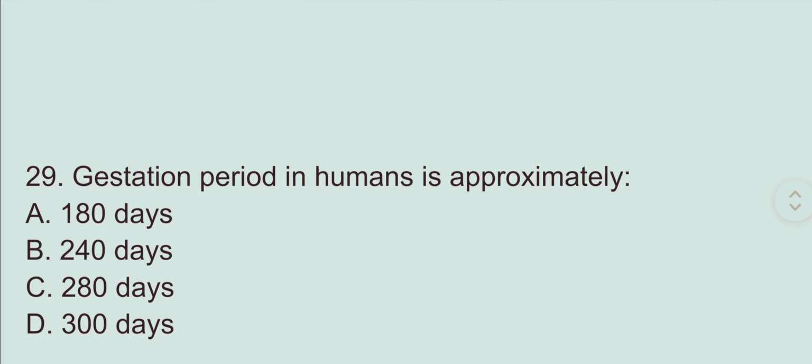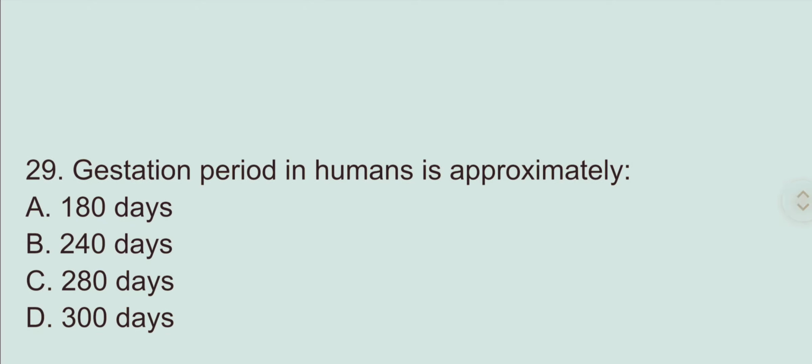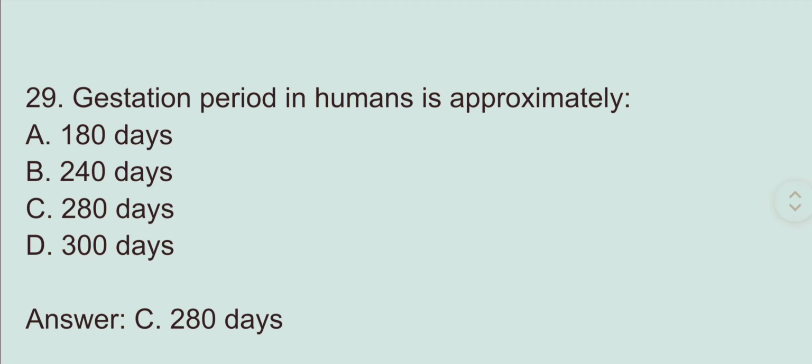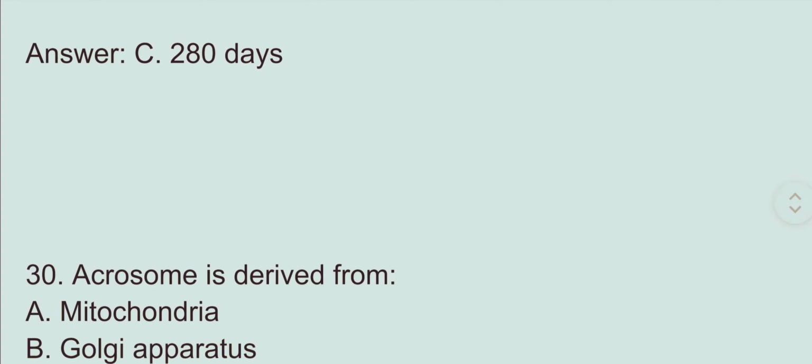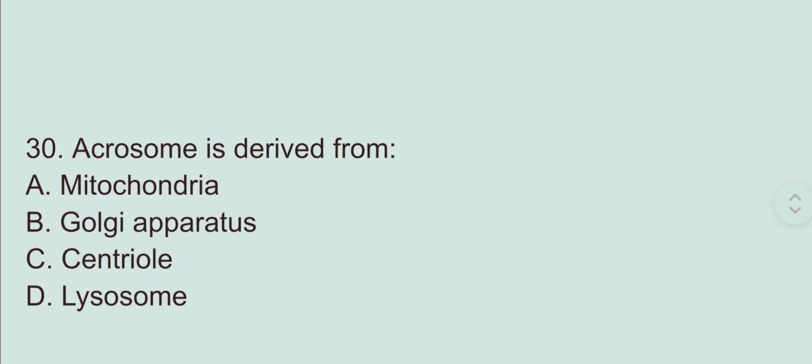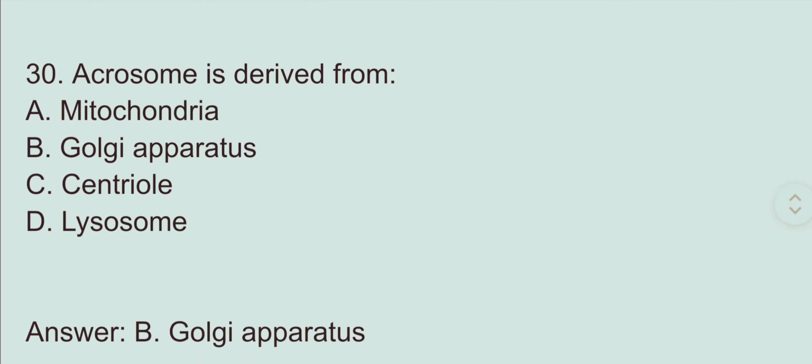Question number 29. Gestation period in humans is approximately. The correct option is option C, 280 days. Question number 30. A chromosome is derived from. The correct option is option B, Golgi apparatus.